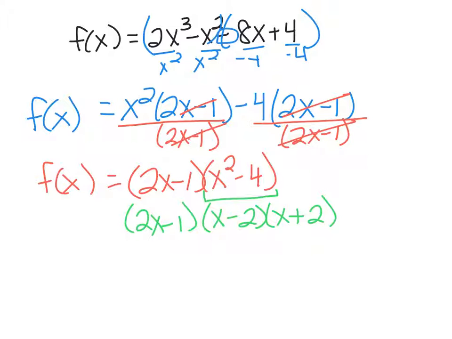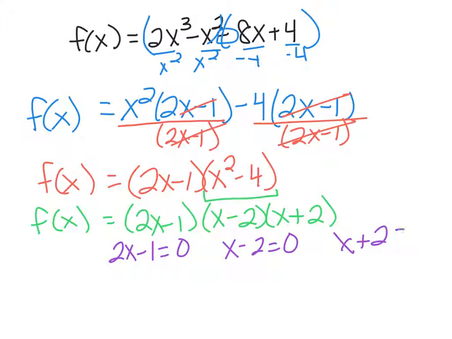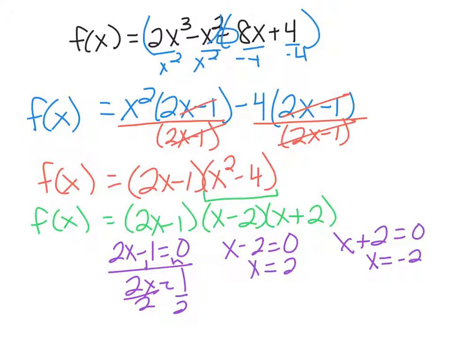So finally, I'm going to set each factor equal to 0 and solve. So 2x minus 1 equals 0, x minus 2 equals 0, x plus 2 equals 0. So I have x equals negative 2, x equals positive 2. I'm going to add 1 to both sides, so I have 2x equals 1. Divide by 2, so x equals 1/2. And it is okay to have a fraction.